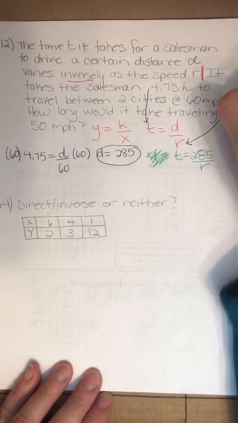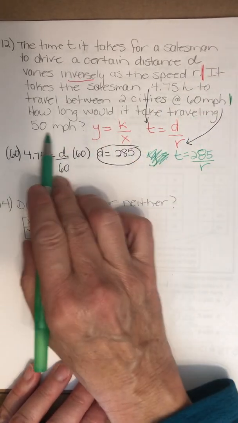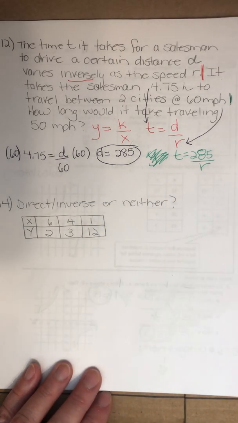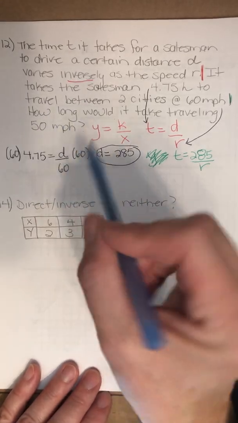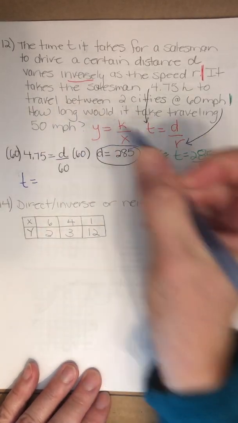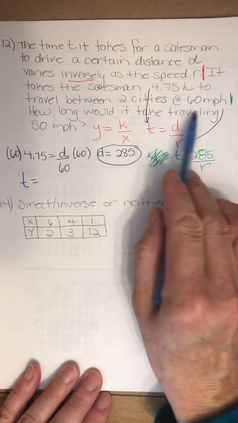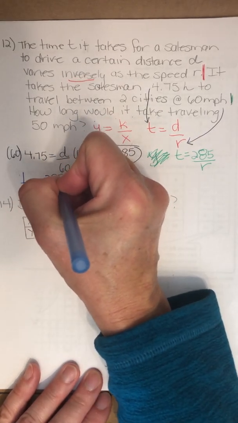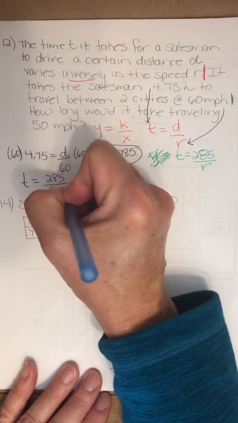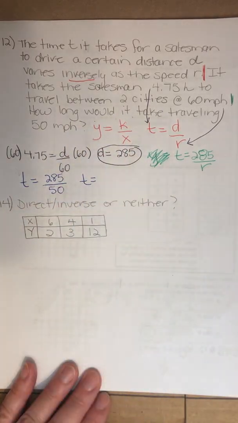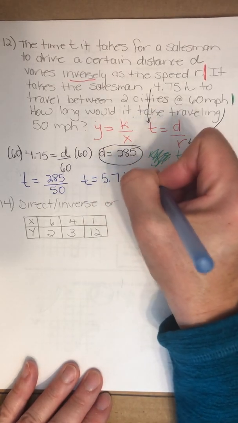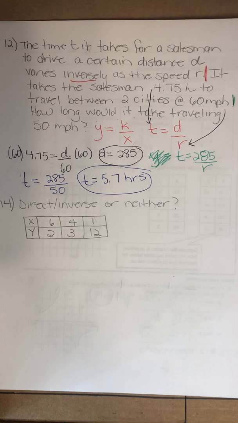Let's read the last sentence, and let's see if we can use our new equation to answer their question. How long, that's time, would it take traveling 50 miles an hour? Okay, 285, and they gave us a rate of 50 miles an hour. Let's find out what that time is. When we do the division, it's 5.7 hours. We knew that it would make sense that it would take longer because they're traveling slower.